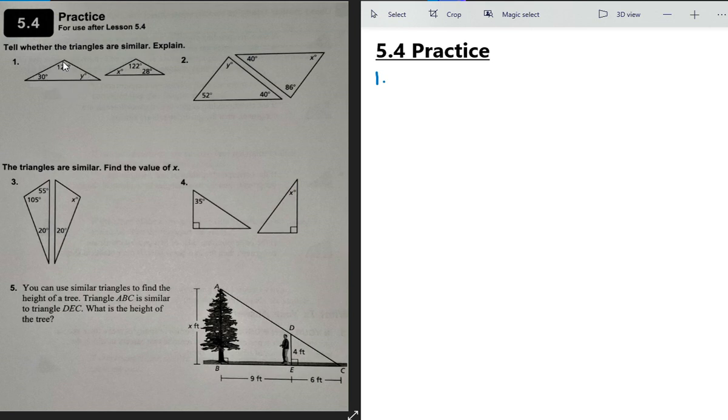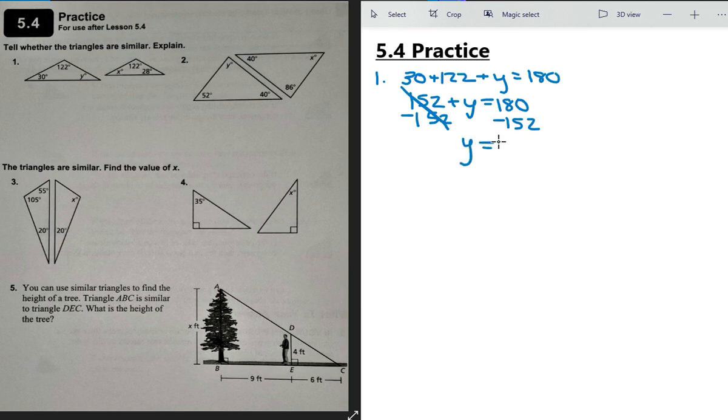Remember that the angles in a triangle add up to 180 degrees. So their interior angle sum is 180. So we have 30 plus 122 plus that unknown angle y should equal 180 degrees, because when you add the angles in a triangle, they always equal 180. So here, if you add your like terms together, we get 152 plus y is 180. And then subtract off that 152 from both sides of the equation to eliminate it from the left. We get y by itself, and we get 28.